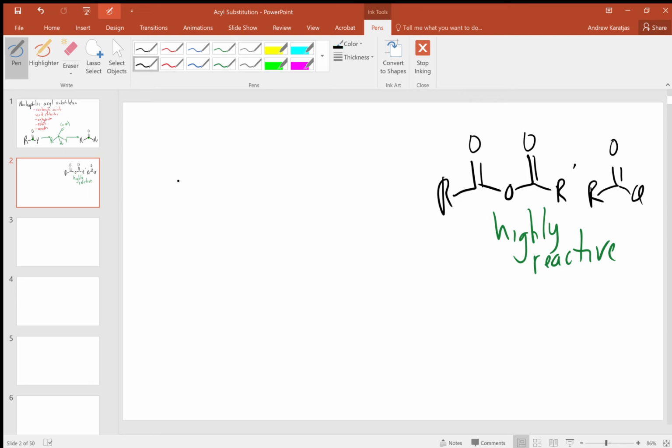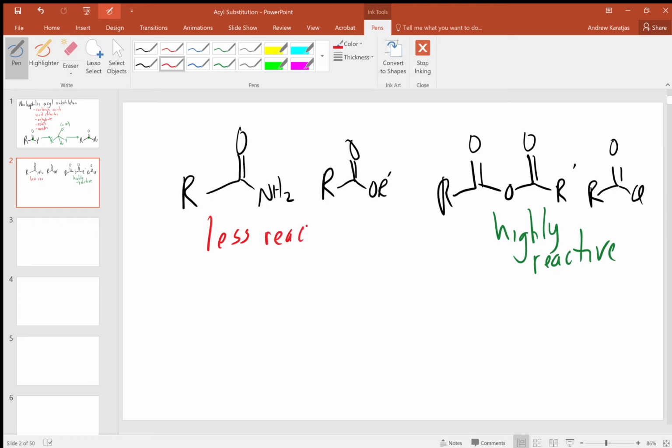Whereas the ester and amide are definitely less reactive, and very, very common functional groups in nature. But the order of their reactivity is exactly what we've displayed here. Amides are the least reactive, up to the acid chloride, which is the most reactive.